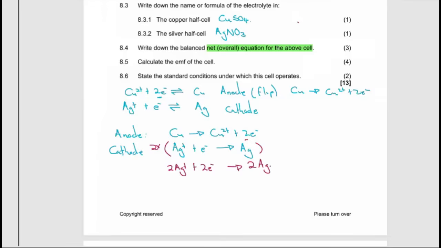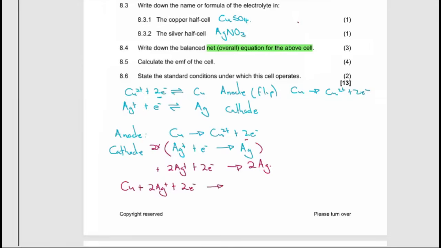Now to write the net cell equation, I'm going to put everything together, starting with the anode. The anode is Cu. Then I'm going to add this one here. So after that, Cu plus 2Ag+ plus how many electrons? 2 electrons.